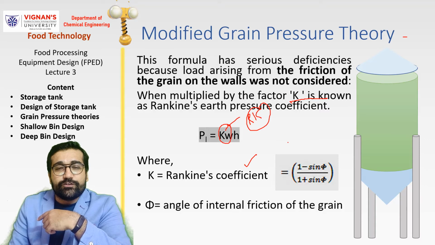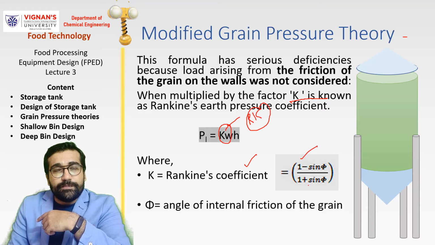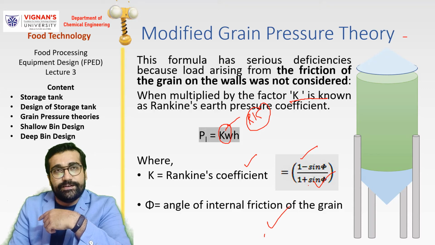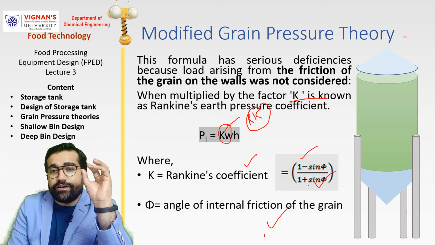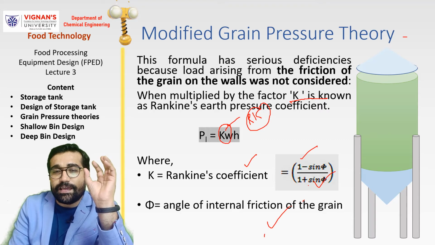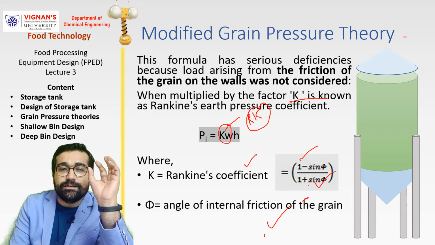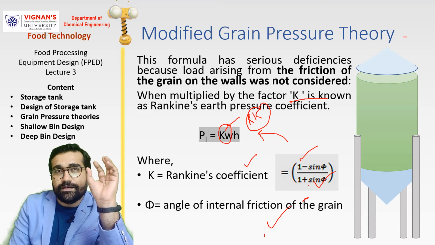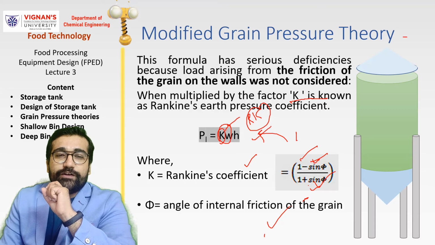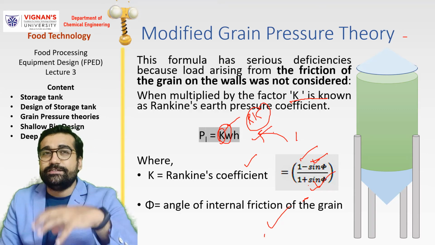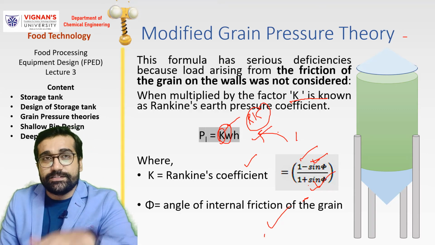So what is this Rankine coefficient? This is equal to (1 minus sine phi) over (1 plus sine phi), where phi is the angle of internal friction of grain. They consider some angle of internal friction of grain, and they found that this angle has something to do with the pressure. From Rankine's equation, we found that the structure was a little bit better, but still not sufficient.